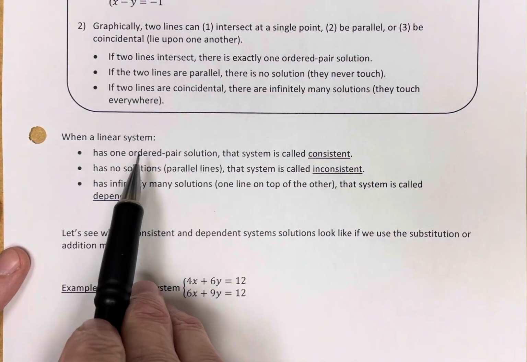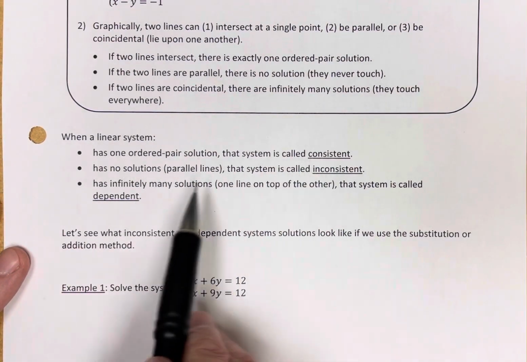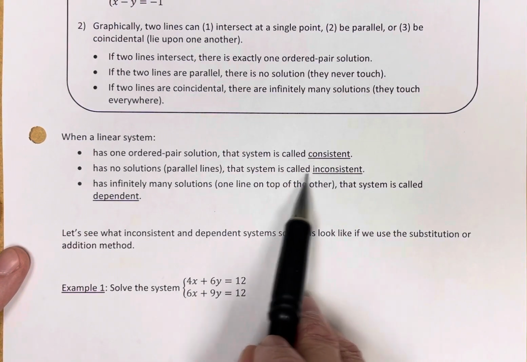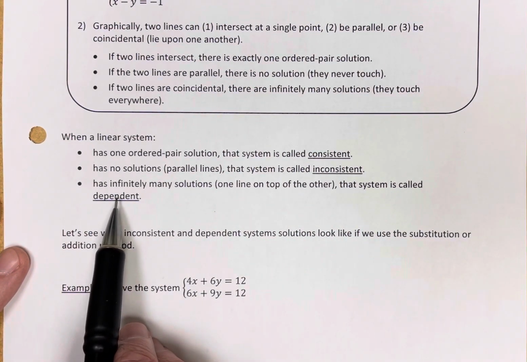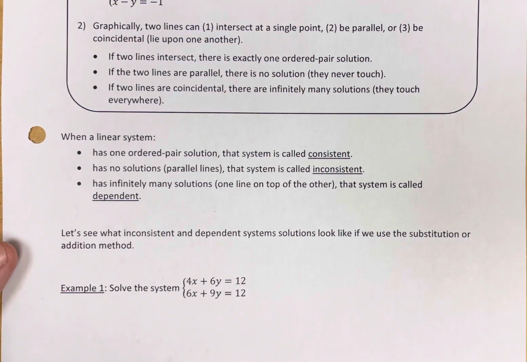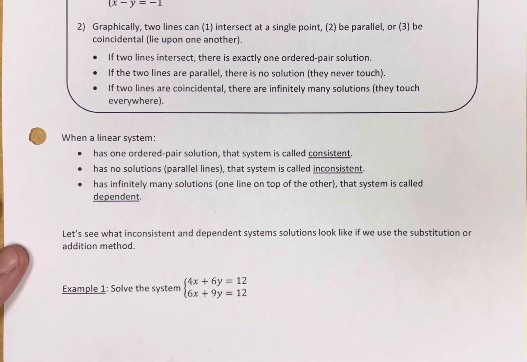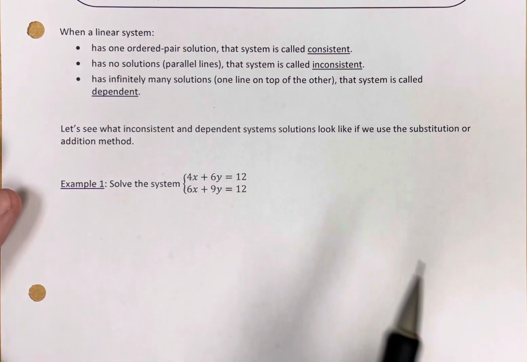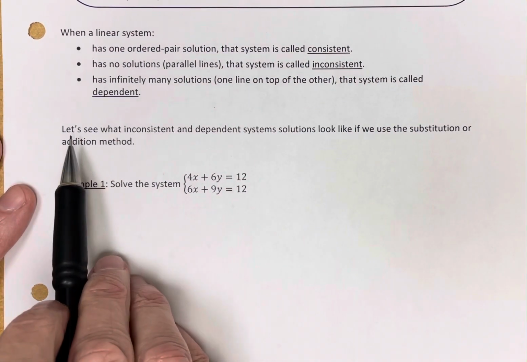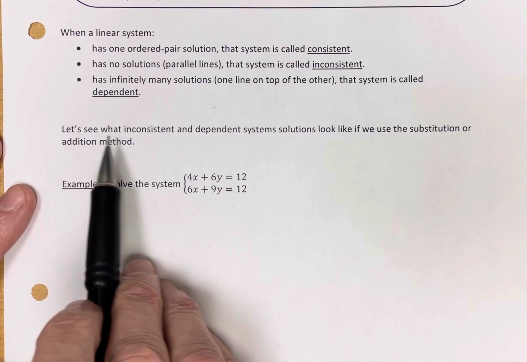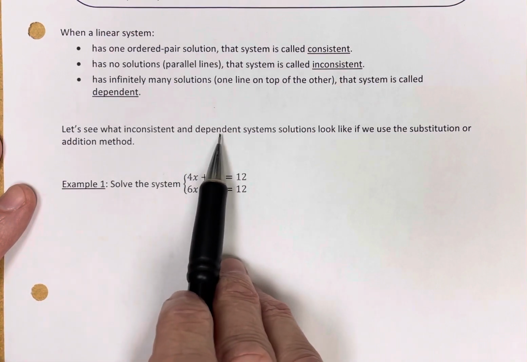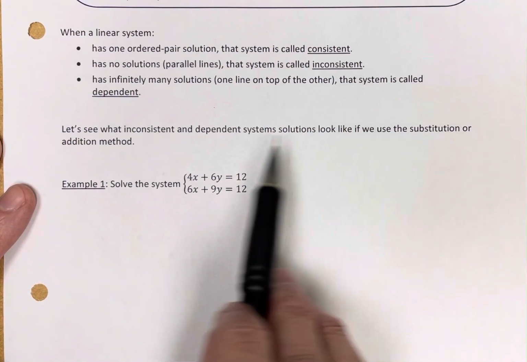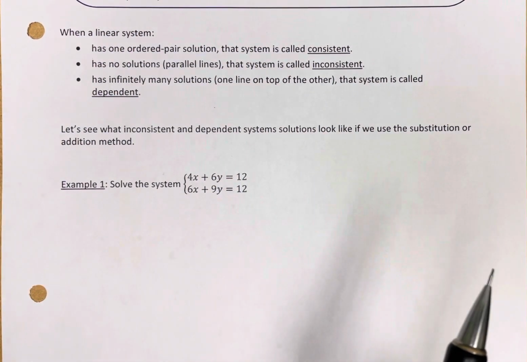All right, so we've worked with this one, and now we want to look at how these two, the inconsistent systems and the dependent systems, look when we look at them algebraically. Okay, what's going to happen algebraically when we look at those two types of systems? In other words, let's see what happens with the inconsistent and the dependent system solutions if we use the substitution method or the addition method.